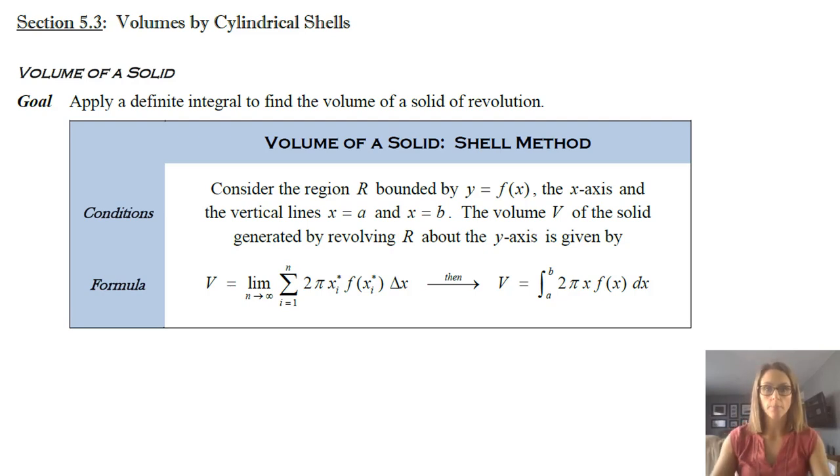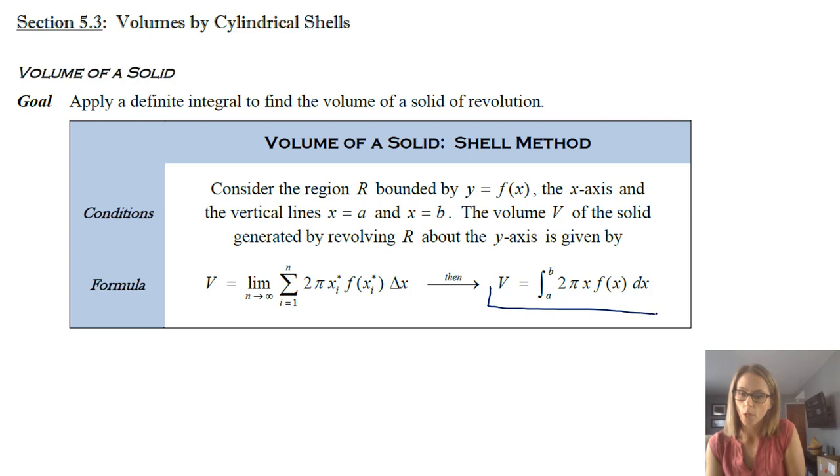So section 5.3 is volumes of cylindrical shells. And what that means is we're still doing volume of a solid, but in this case, instead of a disc or a washer, a better idea is to use something called a shell. And the idea here is it's still adding up an infinite number of, in this case, shells, but it gives us this volume here.